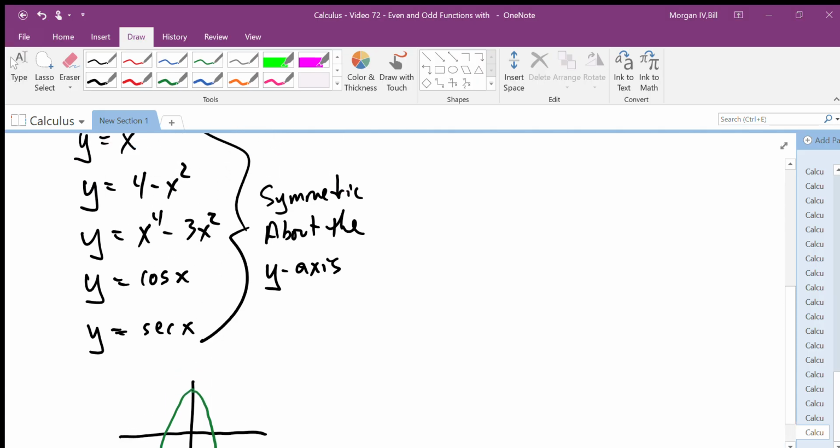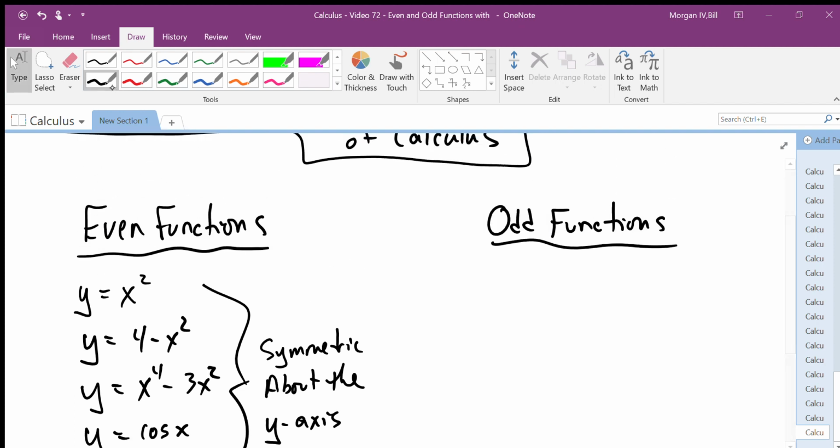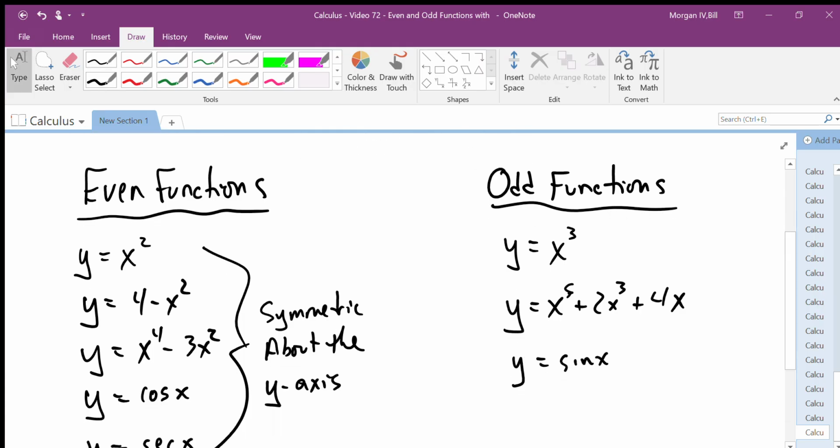Okay. Odd functions, similarly, y equals x cubed is kind of the classic odd function. Y equals x to the fifth plus 2x cubed plus 4x, all having odd exponents, is an odd function. Y equals sine of x, that's an odd function. Y equals tangent of x, that's an odd function. Odd functions, we call that symmetric about the origin.